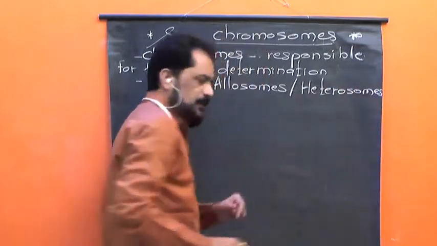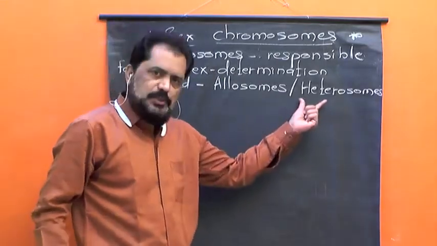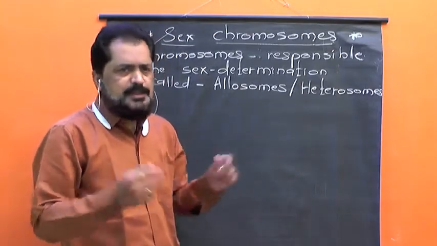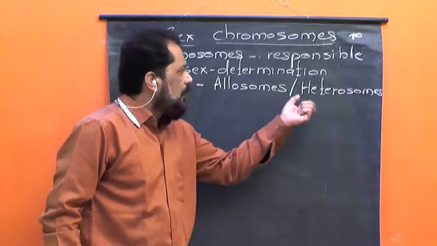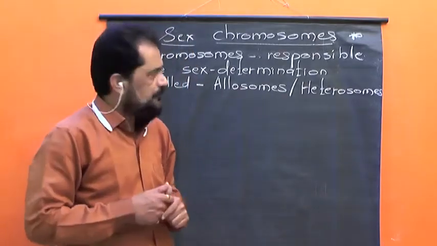Here allo, this word stands for other. Hetero, this word also stands for other or different. Now why is this so? Why sex chromosomes are known as allosomes or heterosomes, that you will understand within a minute.